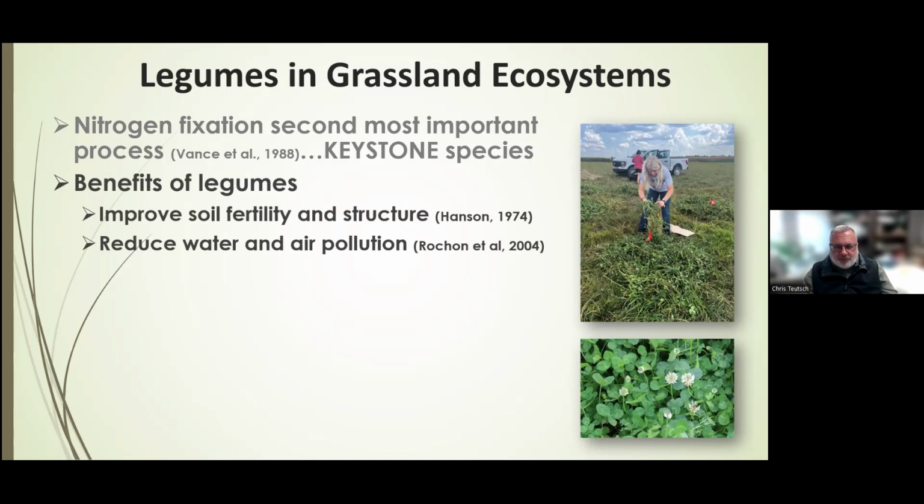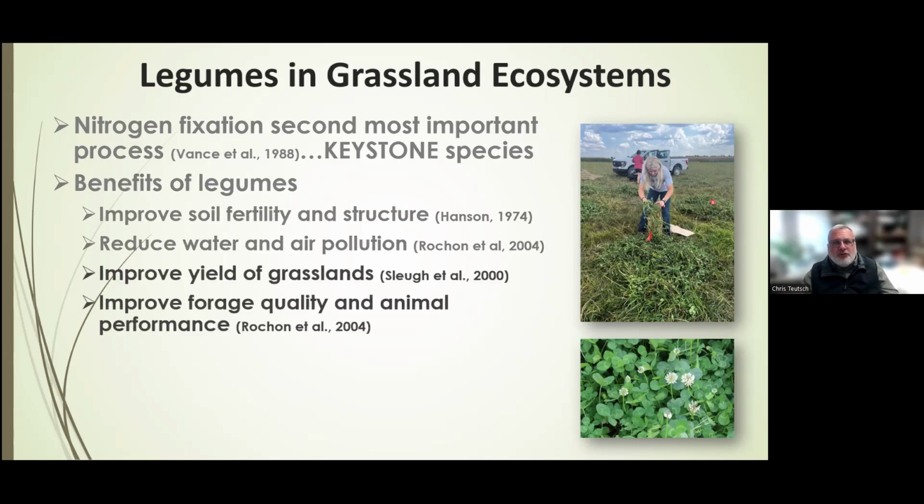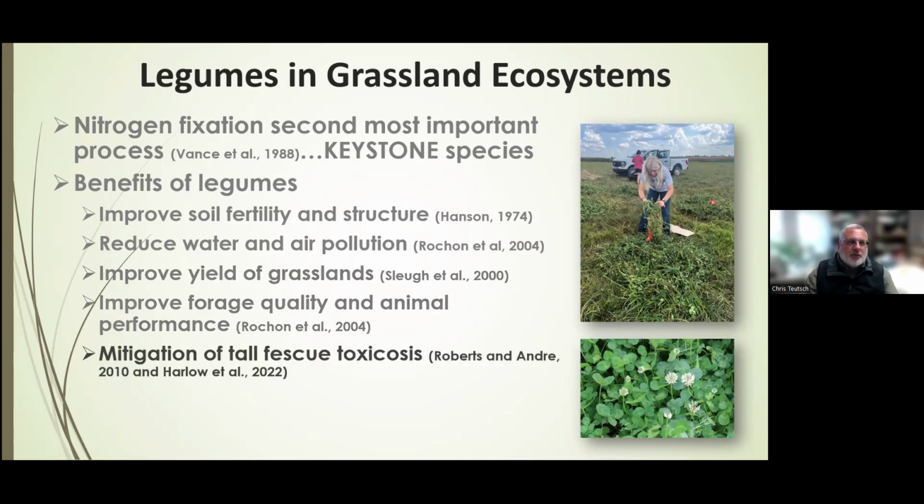They improve soil fertility and structure. They reduce water and air pollution because we're not having to apply a synthetic nitrogen fertilizer or make that synthetic nitrogen fertilizer. When we make a synthetic nitrogen fertilizer through the Haber-Bosch process, we need an energy source, and usually we're consuming natural gas to make that nitrogen source. They improve the yield of grasslands and also the forage quality, and the performance of animals grazing a grass legume mix is generally going to be higher than animals grazing a straight grass mixture.